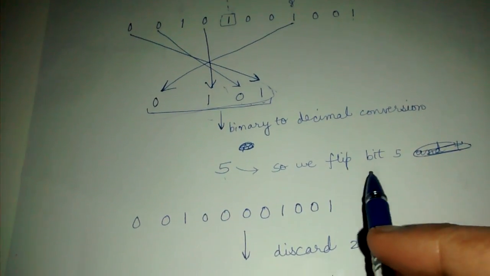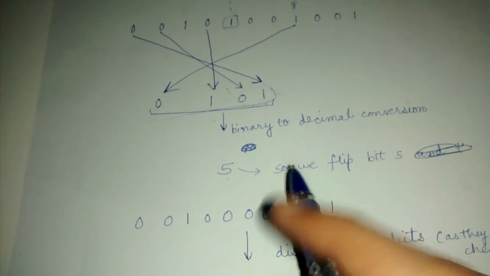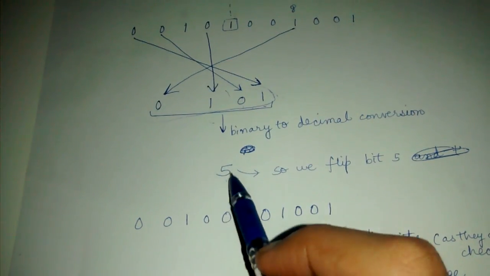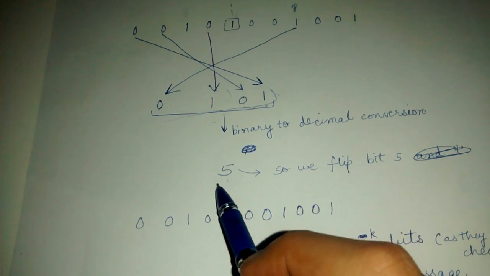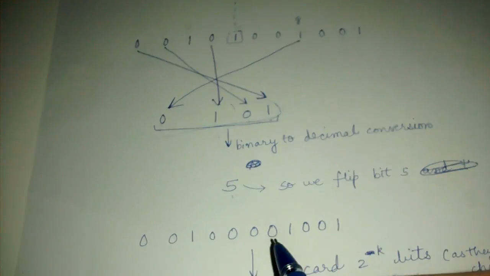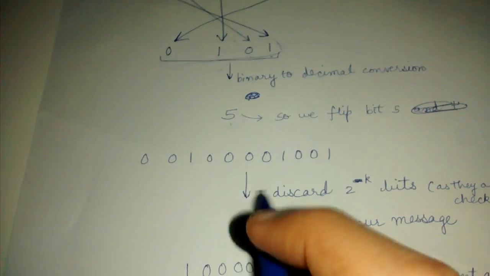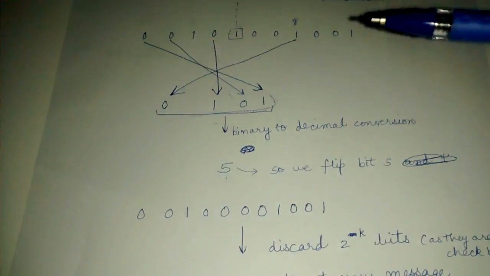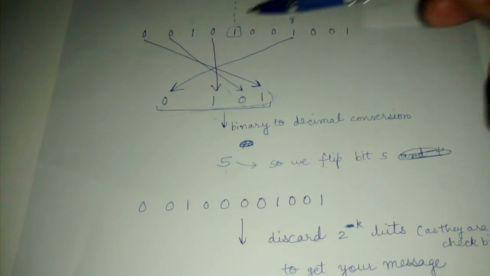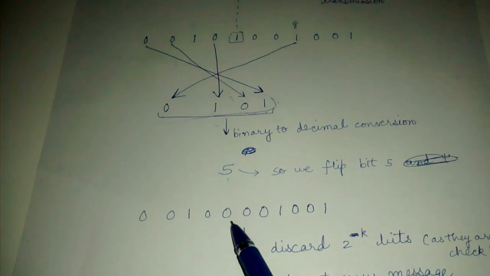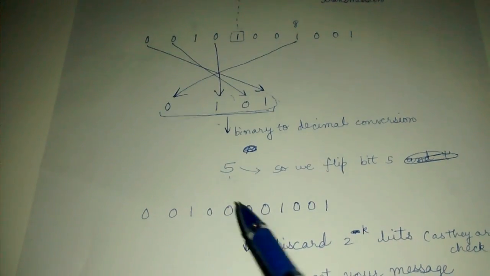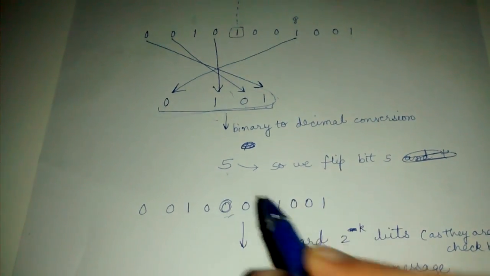So the Hamming code is designed in such a way that what we get after conversion is the number of the bit which was flipped. Magic. We flip the 5th bit to get this message. Now here 0 comes, this one, very good.